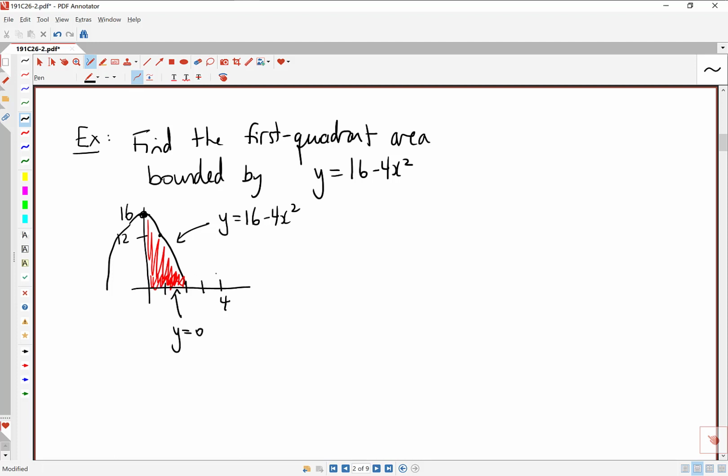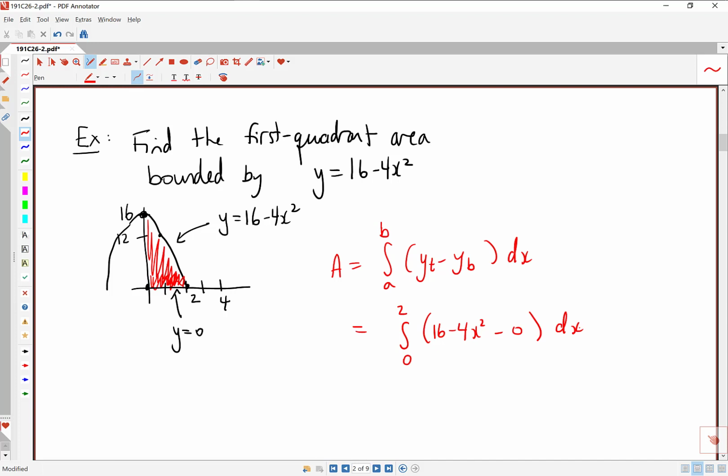Okay, and then we need to make sure we know which x values we're going to integrate over. So it'll be from x equals 0 to x equal 2. So I think we're all set to do our area calculation then. The general formula says area is going to be the integral from a to b, and what you're integrating is just the area of a vertical slice. So it looks like y top minus y bottom times dx. Great, so let's plug in. We're going to integrate through x values 0 to 2. Y top is 16 minus 4x squared, and y bottom is 0. So our integrand will just look like that, and then we've got our dx on there.